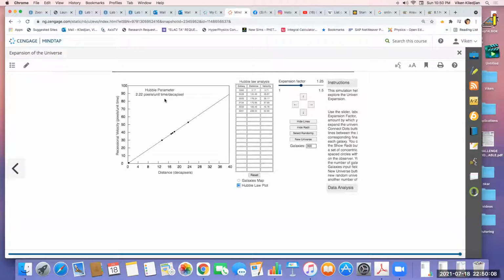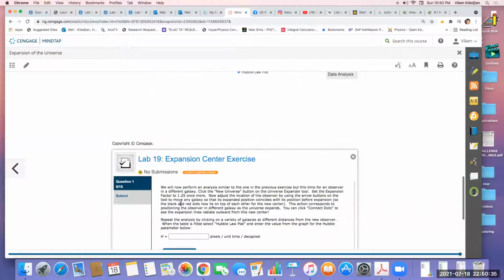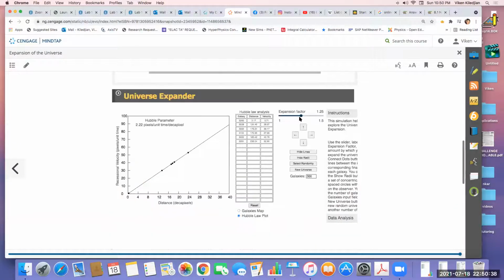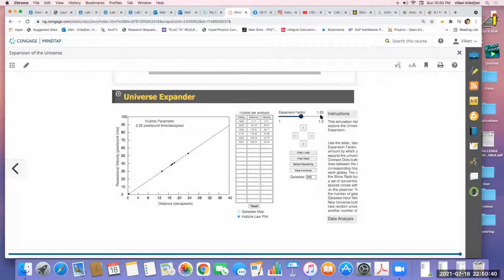So maybe I forgot to mention, we should also take a picture of the Hubble plot in the other one. Oh, so I think it did change the fact that I moved the expansion factor to 1.25. Yeah, it does make sense. In other words, I'm changing the rate at which the universe is expanding. So they're basing their Hubble constant question here on the expansion factor that you're choosing here. A universe that has a bigger expansion factor is definitely going to have a bigger Hubble constant.